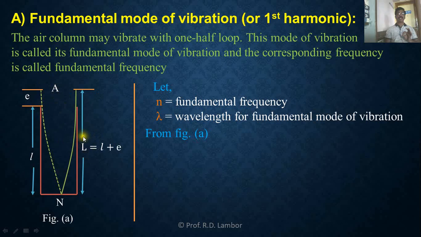So capital L is the length of air column, the corrected length of air column, which is equal to small l plus e. Small l is the length of the air column in the pipe, or the length of the pipe, and this e is the end correction, and this corrected length is equal to the length of the half loop. So the length of air column L is equal to the length of half loop, lambda by 4, and from this you can write lambda equal to 4L.